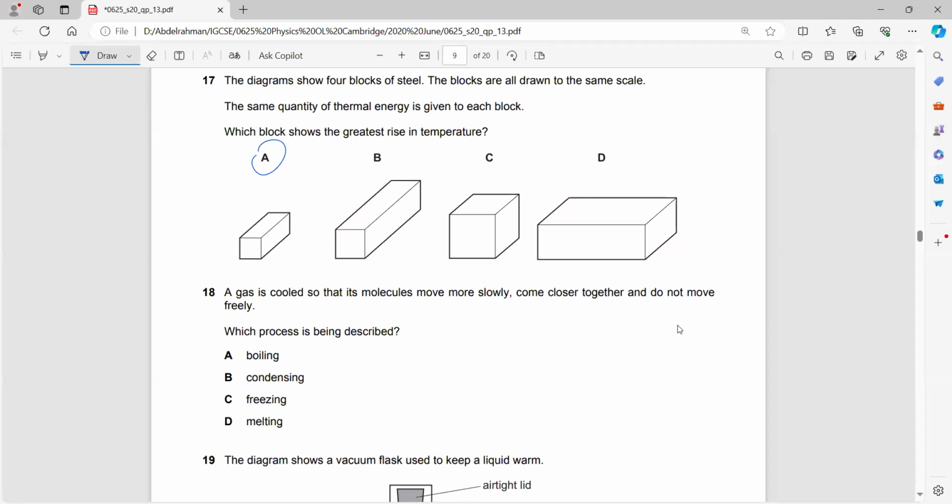A gas is cooled so that its molecules move more slowly and they come closer together. Which process is being described? When the gas cools, what happens? What do we call this process? Yes, it is B, condensation. It's B, not C, freeze gas. Again, when the gas cools, it condenses.